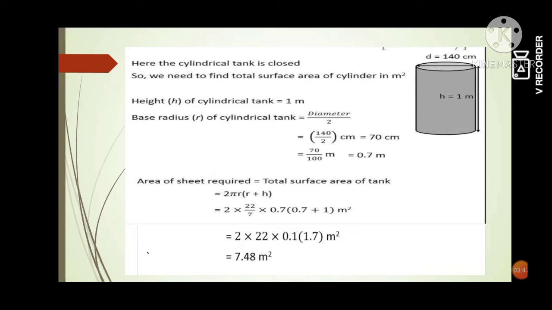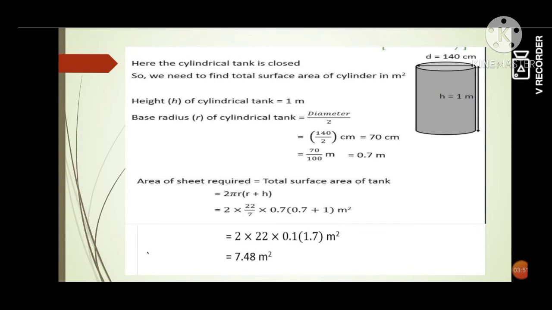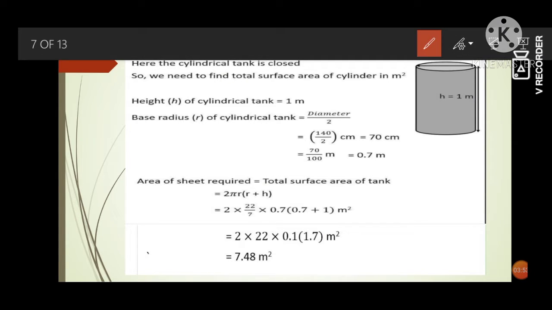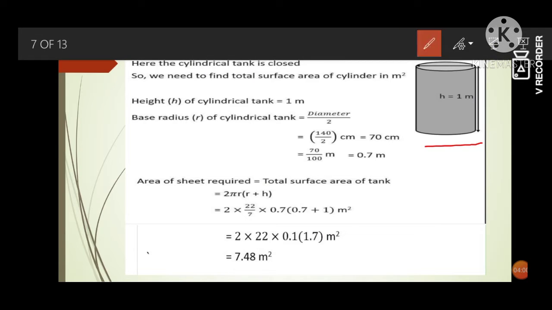So we have to construct a tank first, and in the tank the height is given as 1 meter, and the base is covering it up. The diameter is given as 140 centimeters. We need to find the total surface area of the cylinder in square meters. So the base measure will be changed into meters. Height is given as 1 meter.